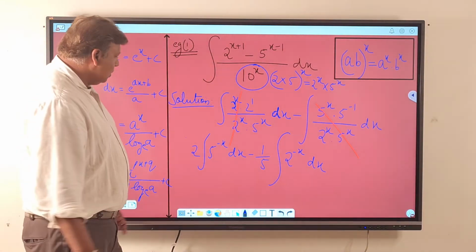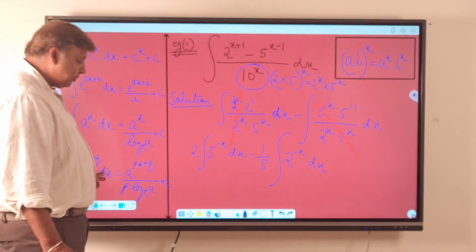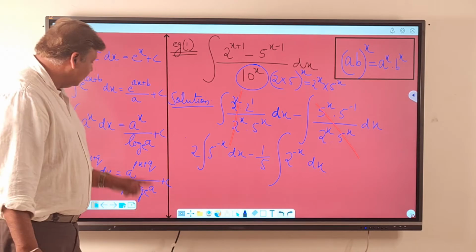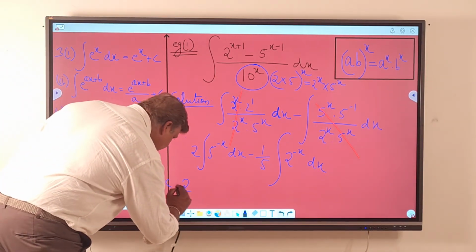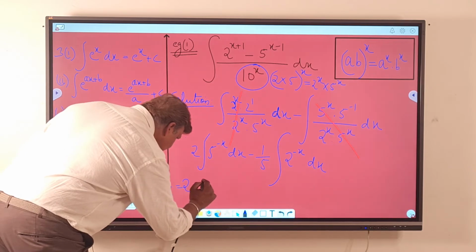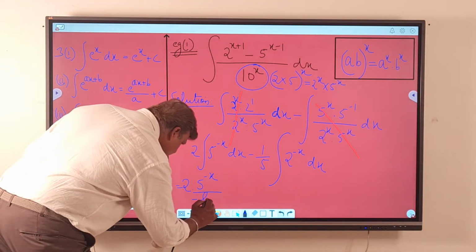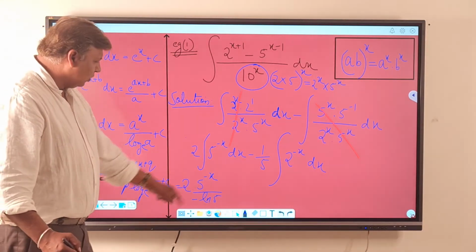Okay. Now 5 raised to power minus x integration would be done by this formula or this formula? This formula, because you have a coefficient of x here that is minus 1 rather than 1 coefficient. So you will have 2 into 5 raised to power minus x upon minus ln of 5. Instead of log 5 to the base e, I can write ln of 5.